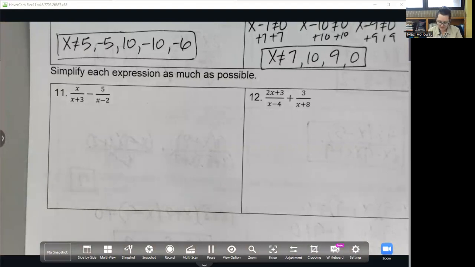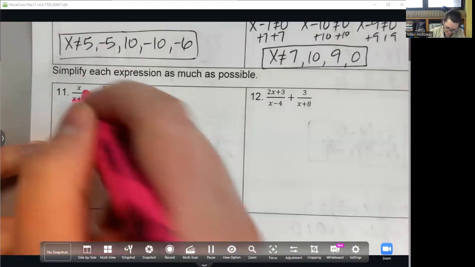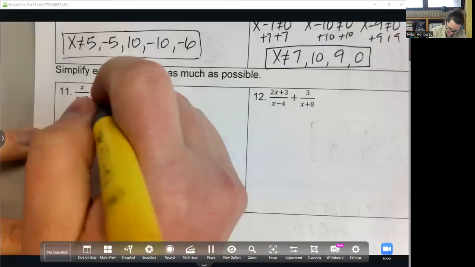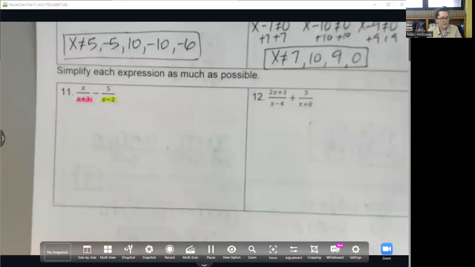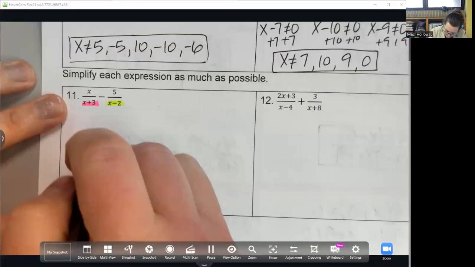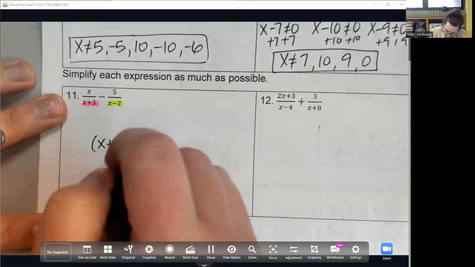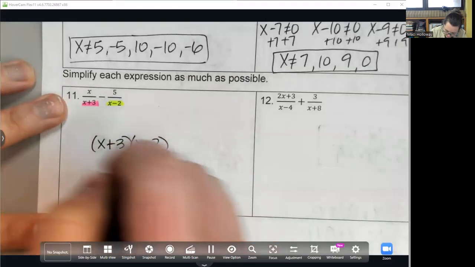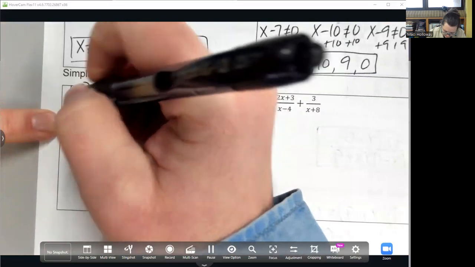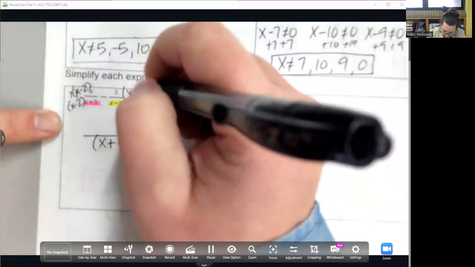So I'm going to highlight my common denominator. I can't factor these, but I'm going to highlight my different denominators. I don't have any matching colors, so they just get mushed together. So my common denominator is x plus 3 and x minus 2. My first guy needs an x minus 2. And my second guy needs an x plus 3.